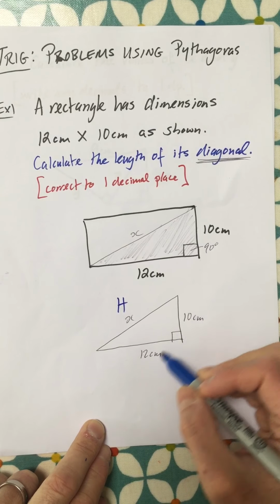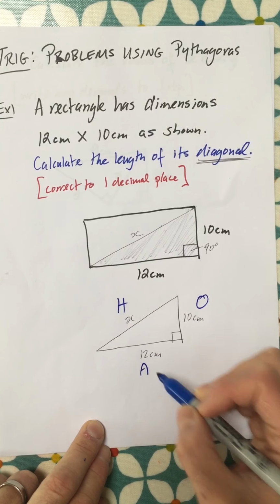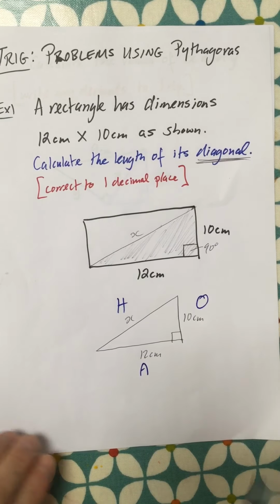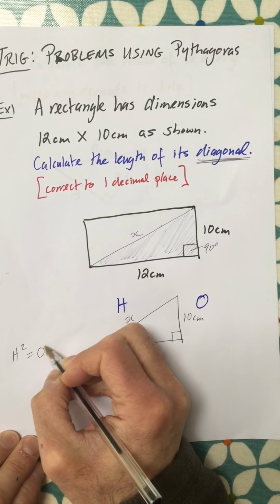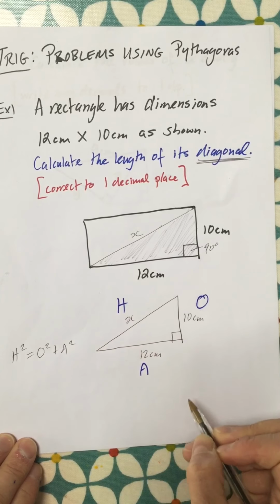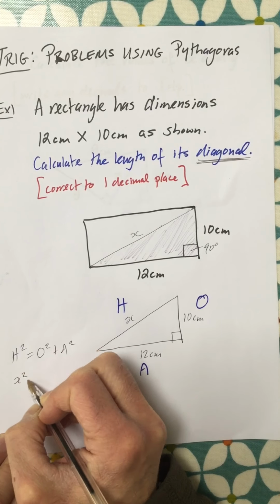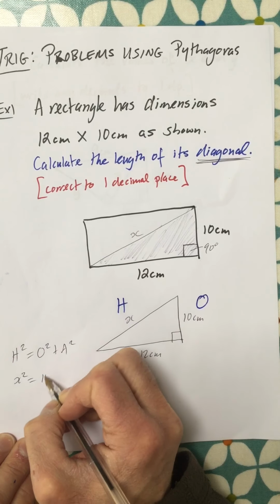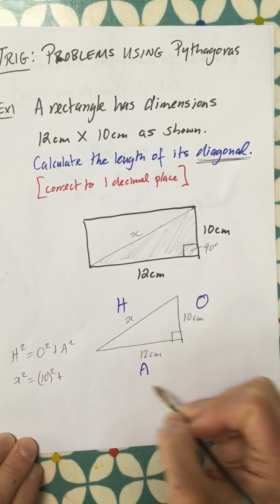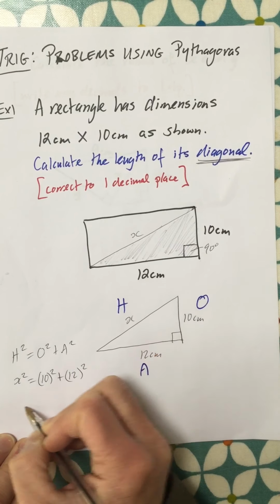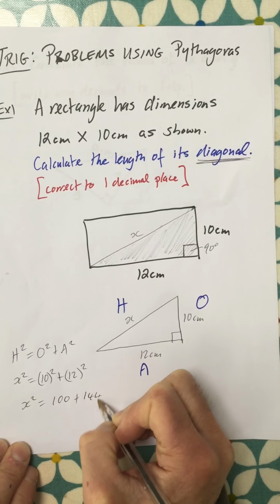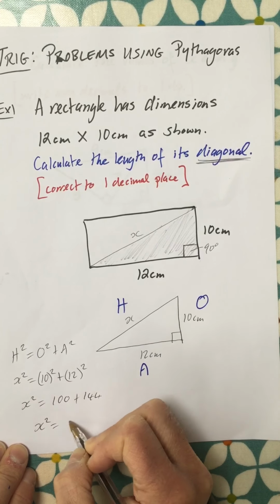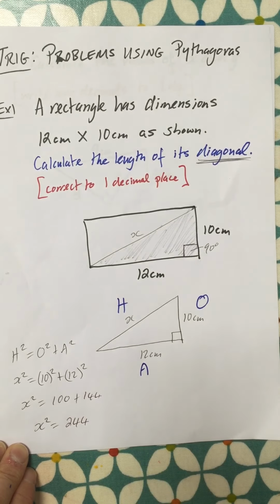And then these would be O and A. I'm going to call this O and this A. And Pythagoras' theorem says that h squared is equal to O squared plus A squared. So x squared will be 10 squared plus 12 squared. And we can use a calculator. It's 100 plus 144, so x squared will be 244.